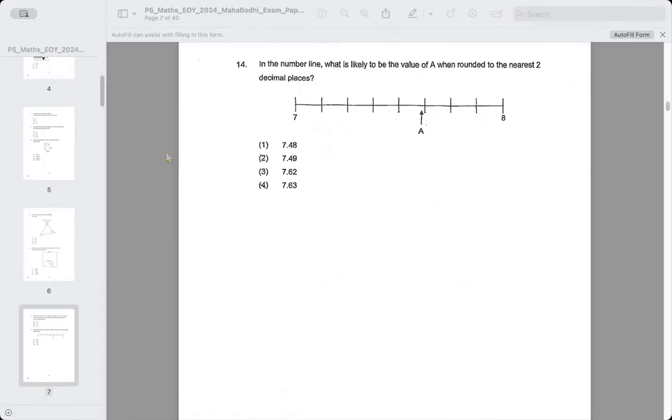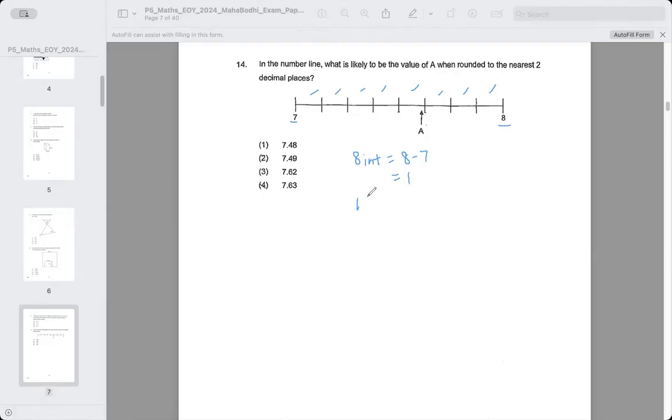In the number line, what is likely to be the value of A when rounded to the nearest two decimal places? First thing first, we look at from 7 to 8. We count how many intervals there are first. 1, 2, 3, 4, 5, 6, 7, 8. So let me write down 8 intervals is equal to how much? You have to find the difference between 8 and 7. So it's 8 minus 7, it's 1. So 8 intervals is 1.